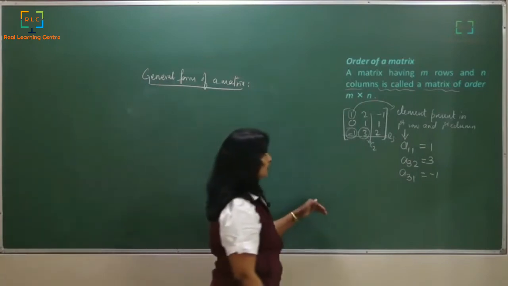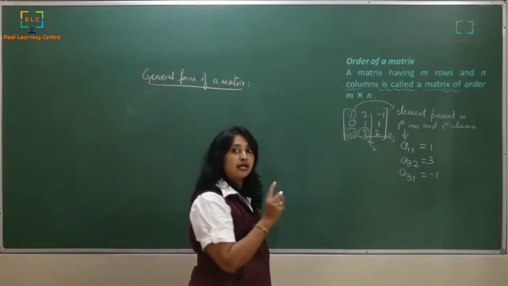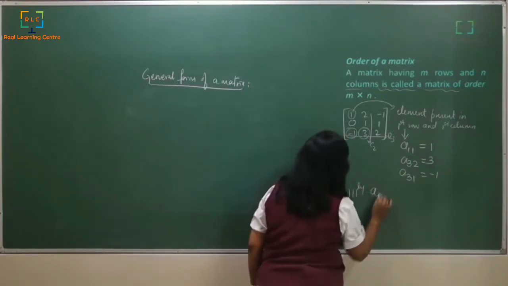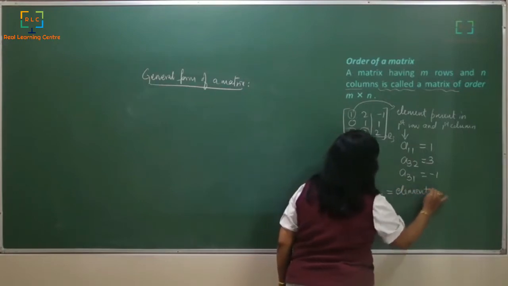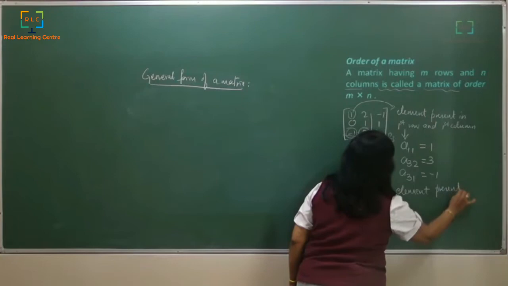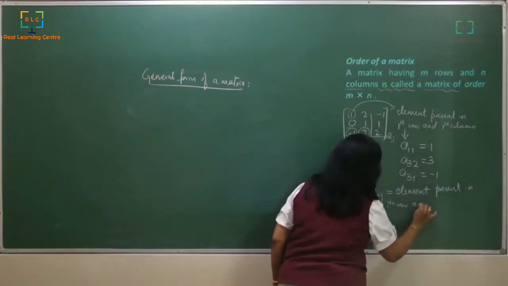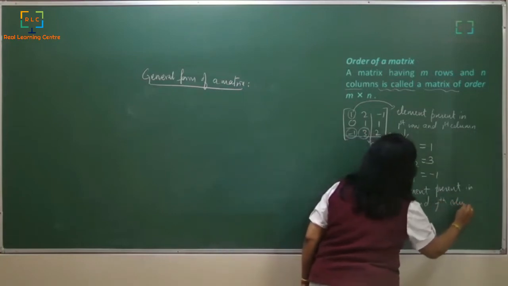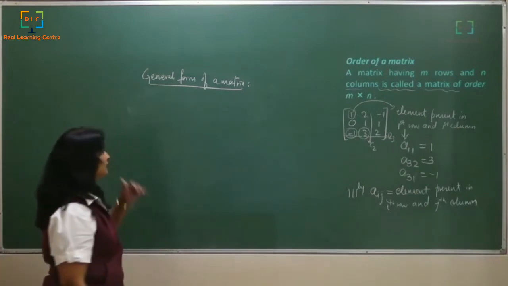So now if it is in the ith row and jth column, we write it as Aij. So similarly, if I say Aij, what is that? This is nothing but the element present in the ith row and jth column. Okay, now let us write the general form.